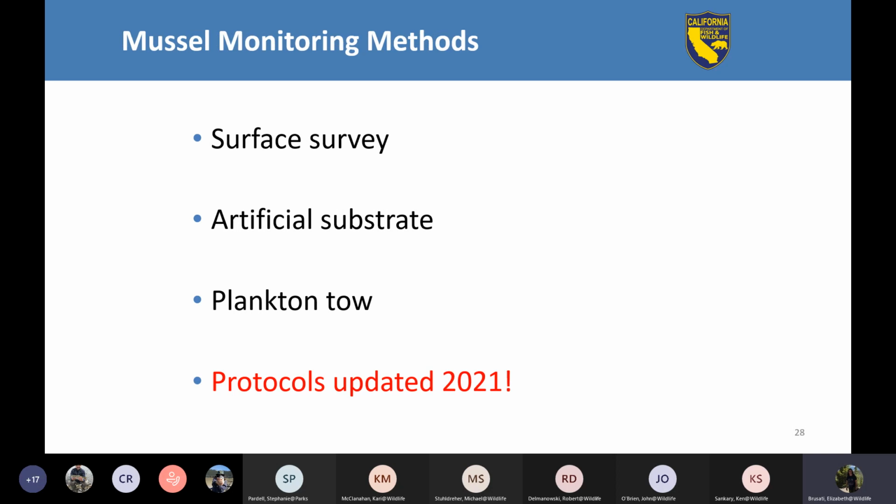So there are 3 types of monitoring methods that are commonly used: surface surveys, artificial substrates, and plankton tows. And CDFW updated our protocols on our website in 2021. The basic methods didn't change, but we did update the protocols to hopefully be a little more easy to follow. So please take a look at that.